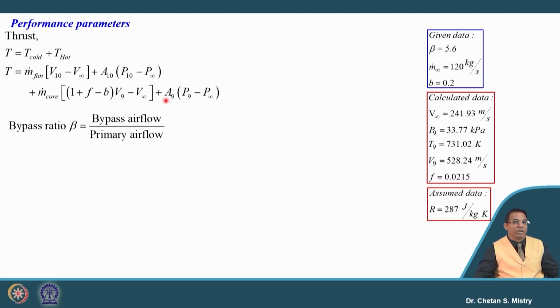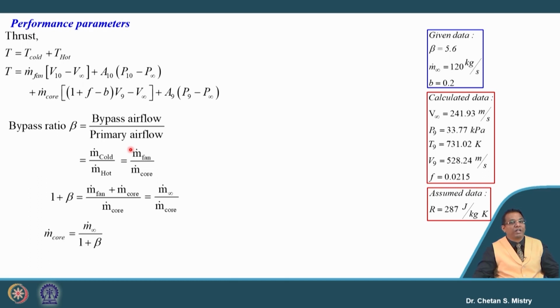If you look at the numbers carefully, we are given the total mass flow rate. At the same time, we have information about the bypass ratio. This bypass ratio we are writing in terms of bypass airflow divided by primary airflow, that is, m dot fan divided by m dot core. From that we calculate our value for m dot core, and this m dot core comes to be 18.18 kg per second.